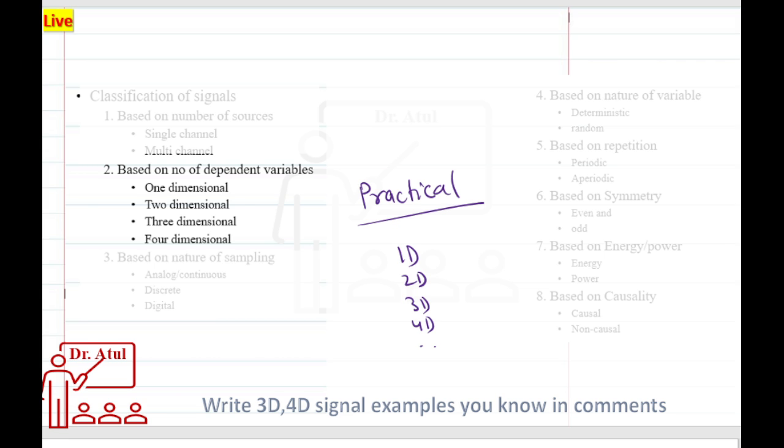Like you can write in the comment ECG signal. If someone writes ECG signal, he should then write that this is a 2D signal. Why? Because the movement of the amplitude with respect to time is available in this signal. So this is a 2D signal. Okay, good.